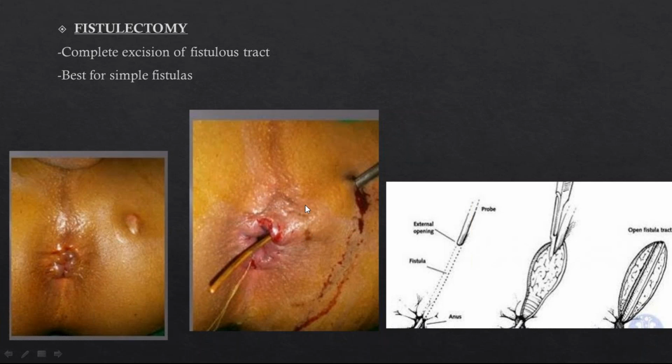That big wound should not be sutured. It should be dressed daily with hydrogen peroxide and betadine till granulation tissue comes, and it will heal by secondary intention. It will heal by itself, and the wound will automatically get closed. Here you are not applying any sutures. You give a racket incision and excise the whole of the fistulous tract.